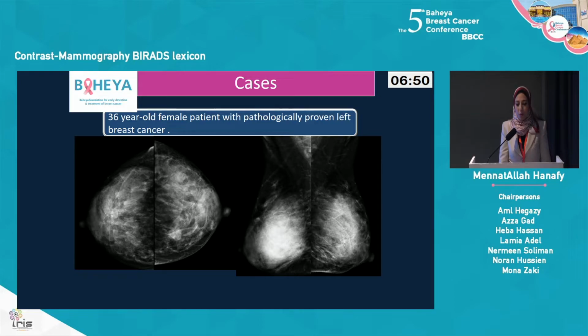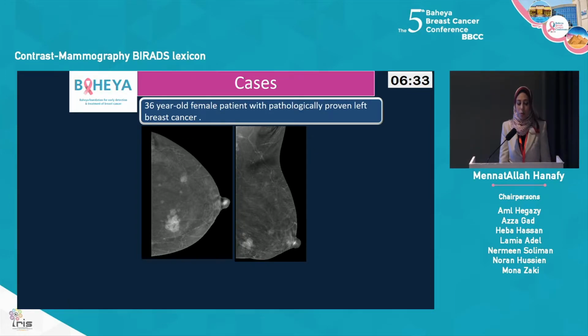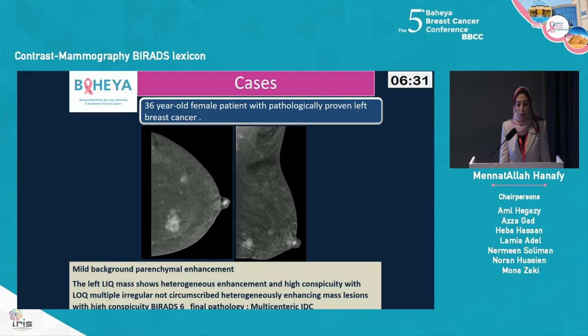36-year-old female patient with pathologically proven left breast cancer. Her mammography and low-energy images revealed extremely dense breast ACRD with left lower inner quadrant irregular indistinct mass lesion. Contrast-enhanced mammography recombined images revealed mild background parenchymal enhancement. The left lower inner quadrant mass shows heterogeneous enhancement and high conspicuity with lower outer quadrant multiple irregular not circumscribed heterogeneous enhancing mass lesion with high conspicuity by RAS 6. Final pathology was multicentric invasive duct carcinoma.